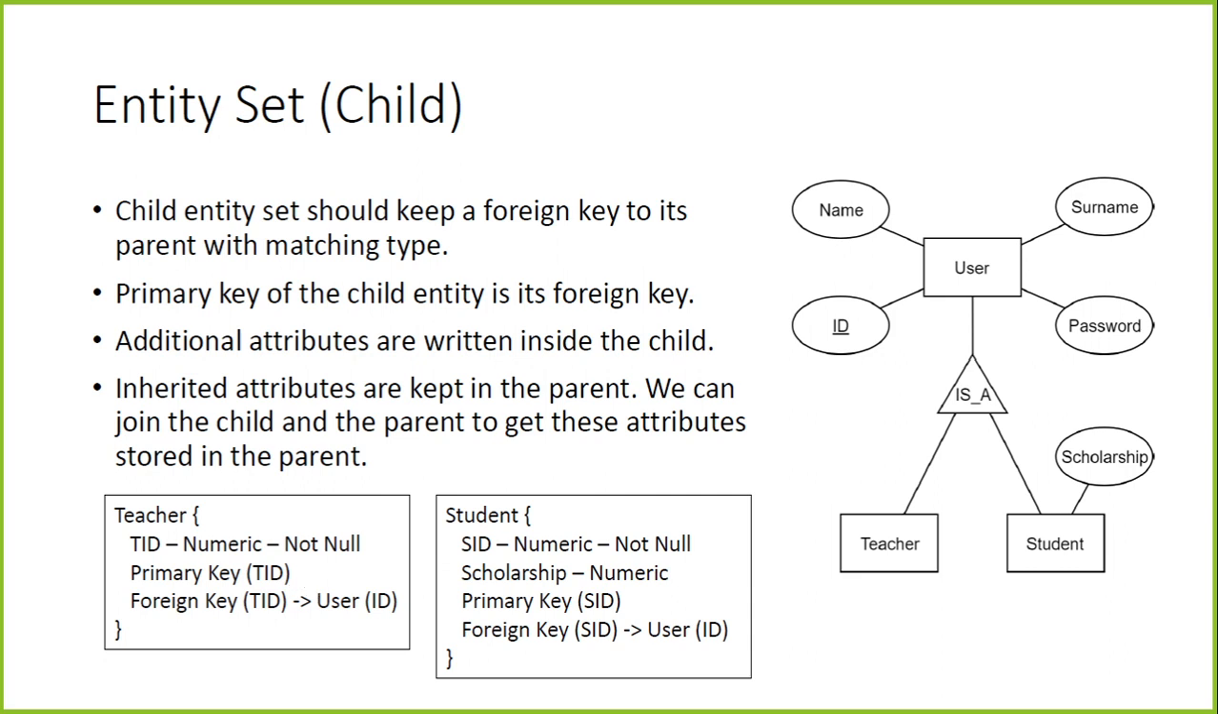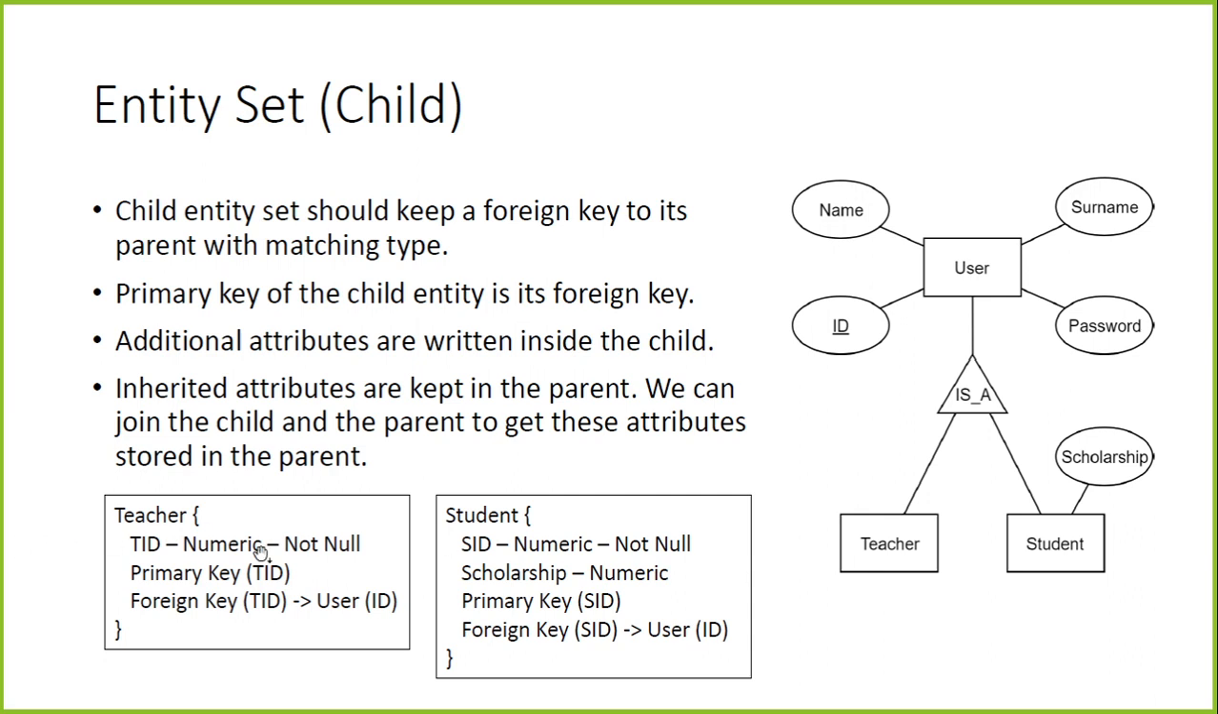Is this clear? Any problems about this one? So for the child entities, we need a foreign key that is going to refer to the primary key of the parent. Because of that, even when we do not introduce any new attributes for the child table, we need to include a foreign key.